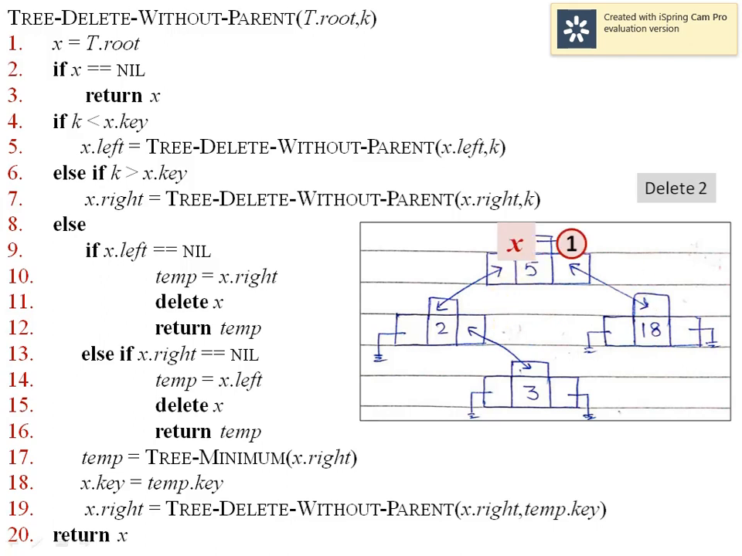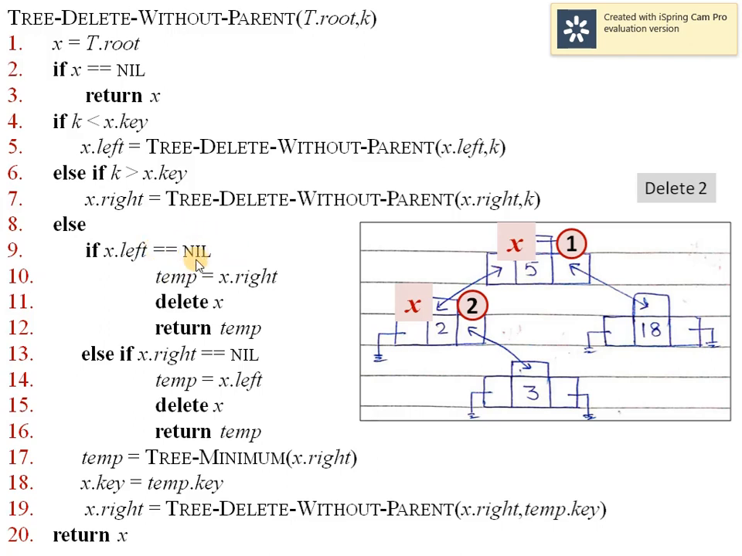So next we will try to delete 2. So again, first procedure call, x will point to the root node. Now since we are trying to delete 2, line number 5 will be executed. We will call this procedure for 5 dot left. So after that second recursive call, we have reached the node which is required to be deleted. Again else will be executed at line number 8.